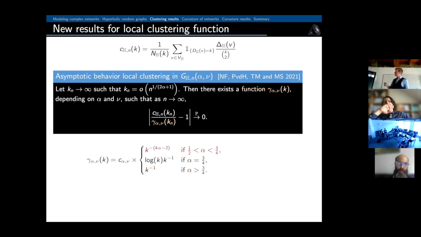However, if your alpha is between 0.5 and 3 over 4, then the function decays with an exponent that depends on alpha. And please note that if alpha is 1/2, then the exponent here is 0. So the closer you pick alpha to 1, the closer this exponent will go to 0. So it becomes flatter and flatter. And then there's a phase transition in the middle where there are some logarithmic corrections. But of course, in the end, this basically proves indeed that this clustering function converges to a regularly varying function, which is what was observed for many networks and what we set out to do.